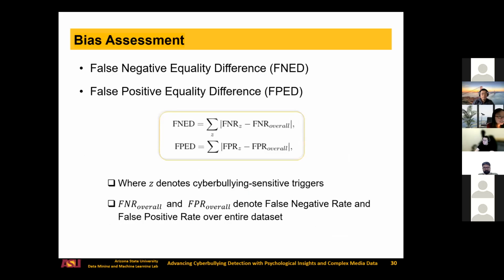To assess bias, we use false negative and false positive equality difference to define the bias. Basically, you can see we want to minimize these differences, right? The difference between the false negative rate calculated over the sessions including those sensitive triggers and the false negative rate calculated over the entire training data. So we want to minimize the differences in order to reduce the biases.